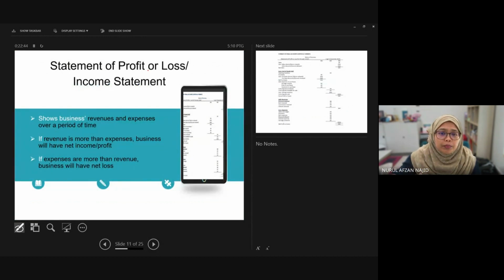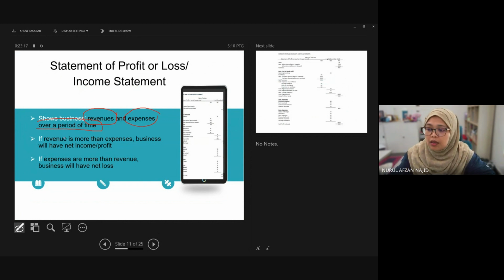Okay, apa pula profit and loss ni? Nama pun profit or loss kan. So dalam ni dia akan menunjukkan berapa banyak revenue yang kita telah terima dan berapa banyak expenses yang kita telah buat sepanjang the period of time lah. Contohnya kalau kita buat account tu untuk setahun, berapa banyak revenue yang kita dah terima dalam masa setahun dan berapa banyak belanja yang telah kita buat dalam masa setahun.